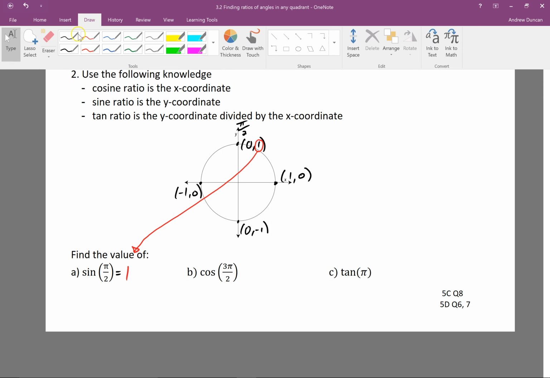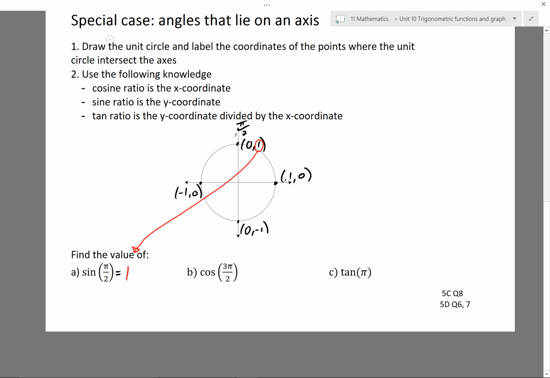Alright, what about another example? So suppose I'm trying to find cosine of 3 pi on 2. I know that 3 pi on 2 is down here. Okay, again, it's on the axis, so I can't use that other method. I know cosine is the x-coordinate. I see the x-coordinate at this point is 0. I'll put a 0 there.